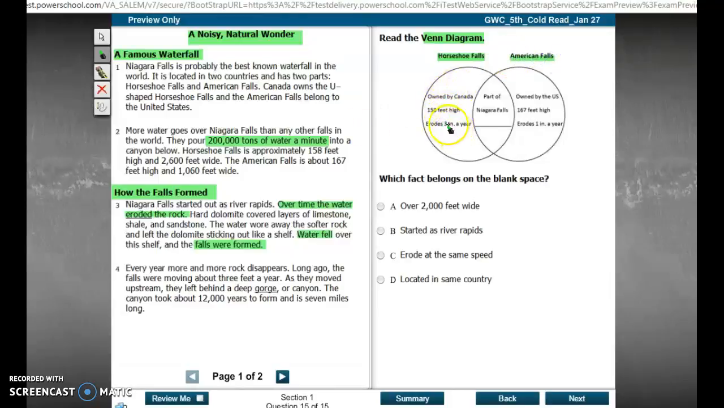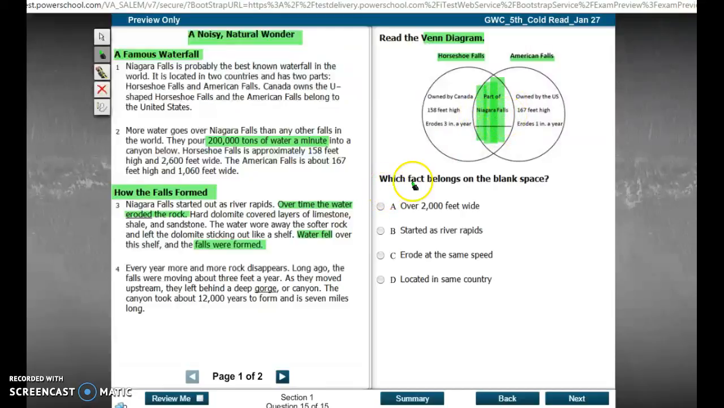We know everything over here on the left is going to be true for only Horseshoe Falls. Everything on the right is true for only American Falls. So those are the contrasts. Everything here in the center is where you are comparing or telling what they share, what they have in common. They are both part of the Niagara Falls.